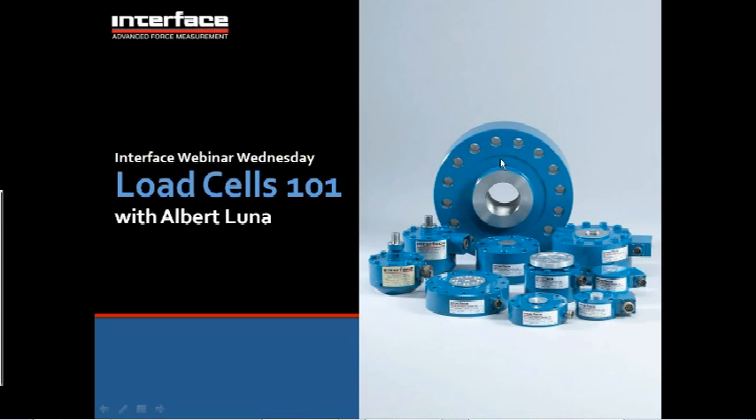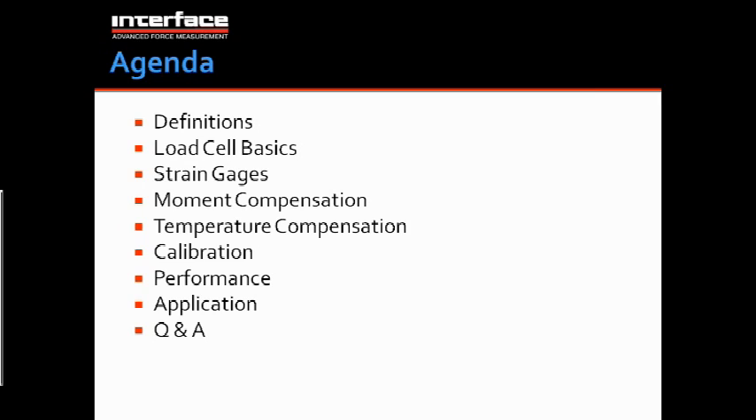Let's go over the agenda for this presentation. We'll start with some basic definitions commonly used in the load cell industry. From there, we'll go on to some of the load cell basics, some basic information about how the load cell works. Then, some other basic information about strain gauges. And from there, we'll be talking about some of the processes that take place here at Interface to enhance the performance of the load cells. One of them is moment compensation. The other is temperature compensation.